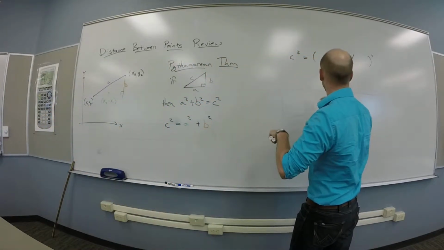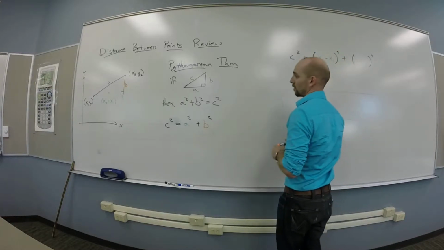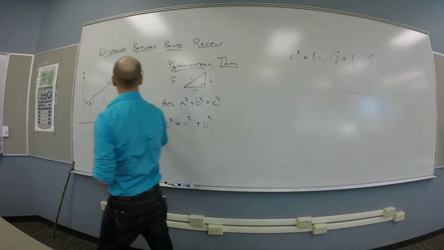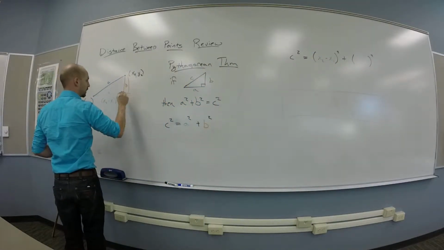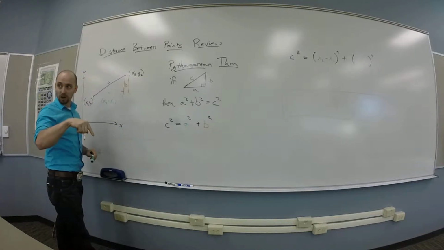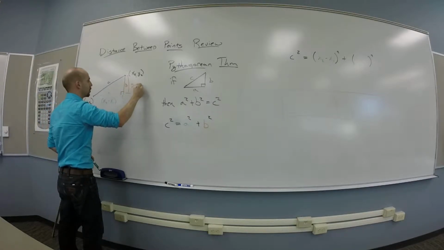Green was A. And the orange one is y2 minus y1, so that's this distance, right? And it ends at y2 and starts at y1, so it's y2 minus y1 long.